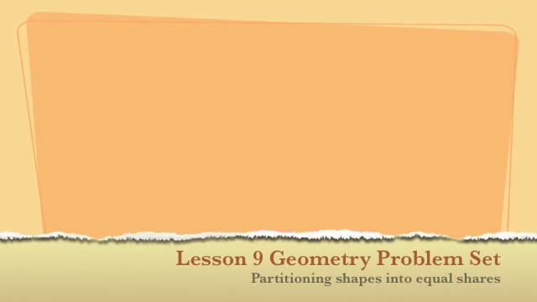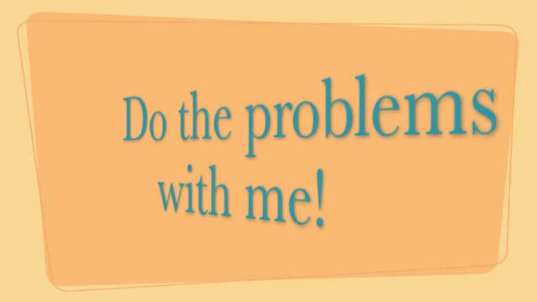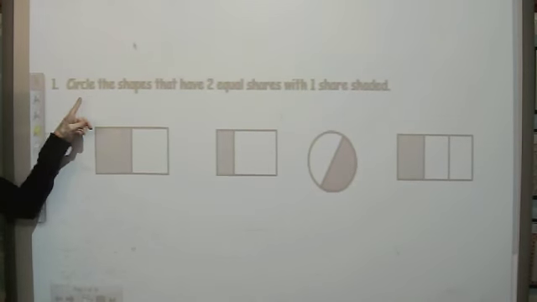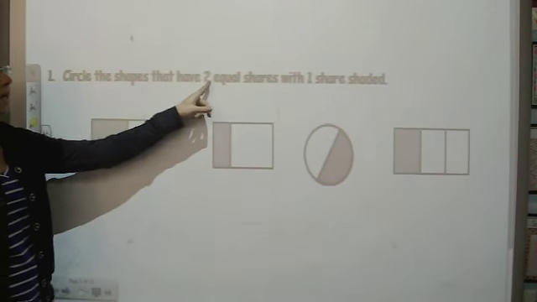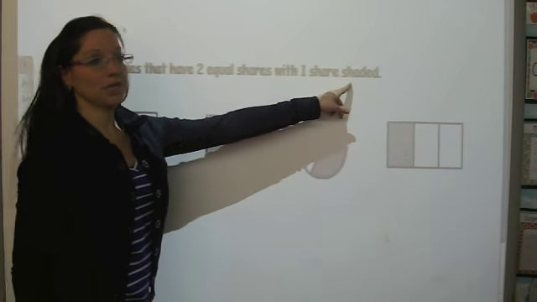Our objective today is to partition shapes into equal shares during our problem set. Do the problems with me. Instructions are that we want to circle the shapes that have two equal shares with one share shaded in.